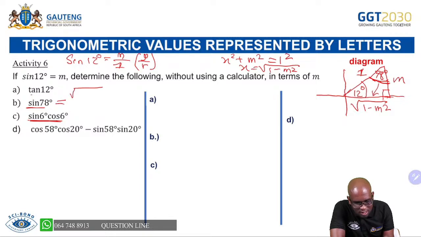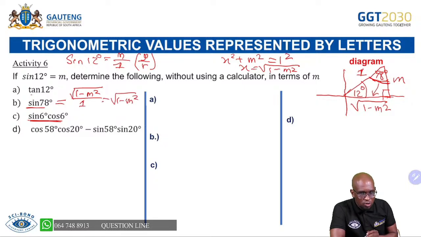So I would have that this is the square root of 1 minus m squared divided by 1, which would be the square root of 1 minus m squared. So that's what you were supposed to do. And then let me take you through all the others as well.